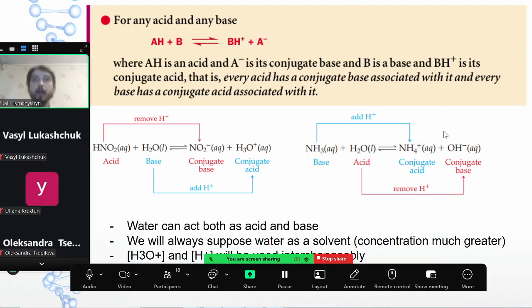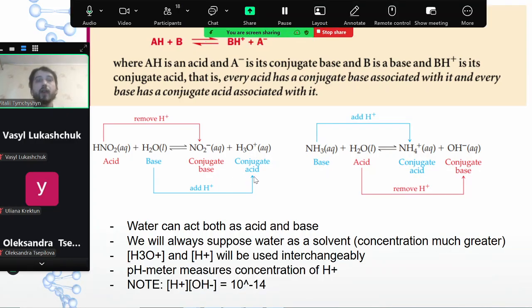So every acid has a conjugate base that is associated with it, and every base has a conjugate acid associated with it. So it's always the case. Acid is dropping a proton and you get the conjugate base. Base is accepting a proton and you get the conjugate acid.